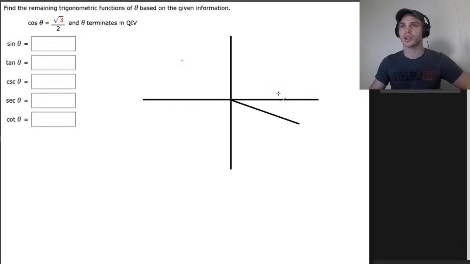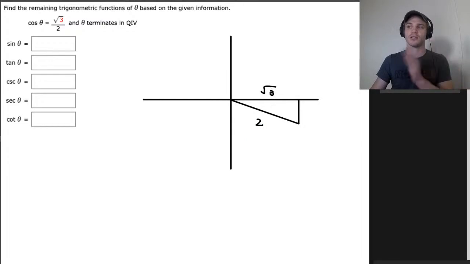We can make this little triangle like that. The ratio of the sides is root 3 over 2, so the x over the hypotenuse is root 3 over 2. It doesn't have to be the case that the side lengths are root 3 and 2, but their ratio is root 3 over 2. We're going to care about the ratio for all the other 6 functions, so we're going to report them in reduced fashion anyway. We need to figure out this other side, the y side.